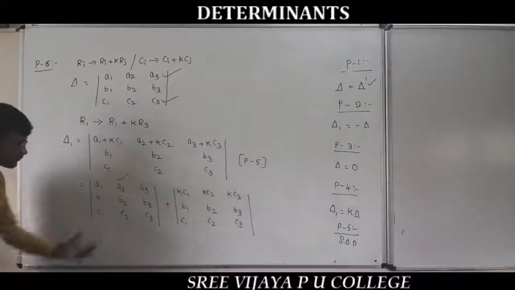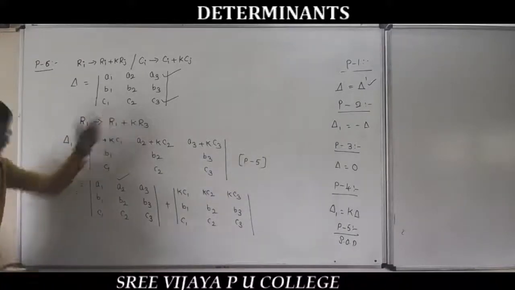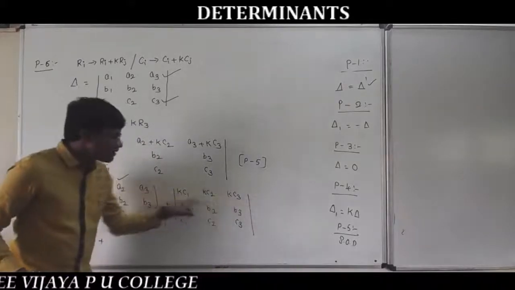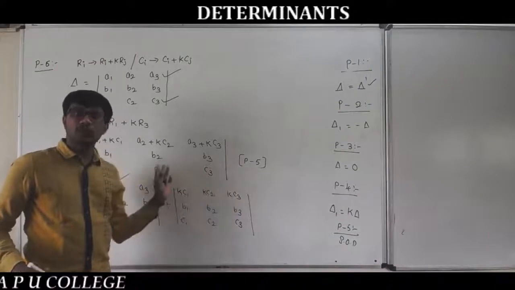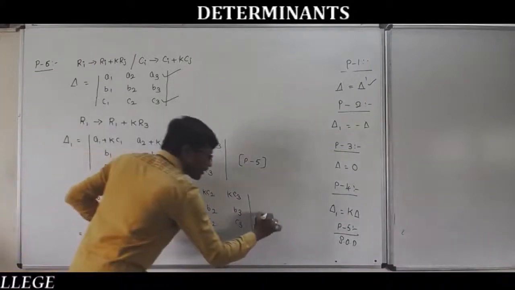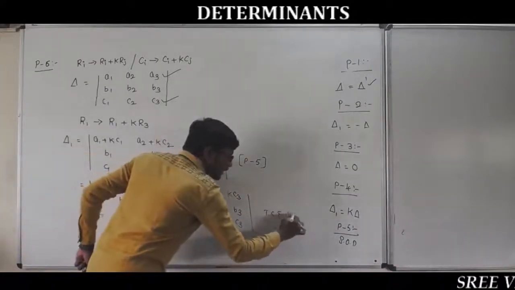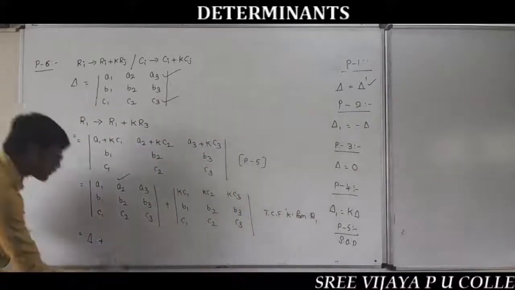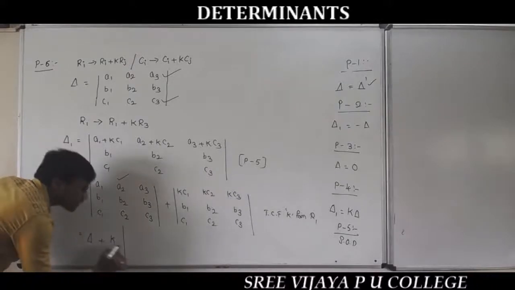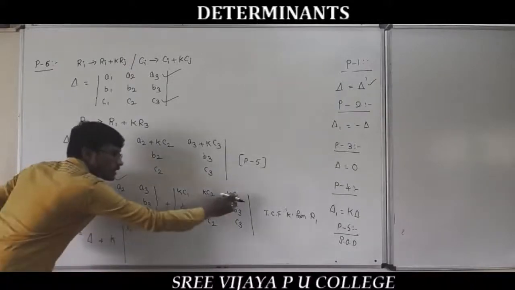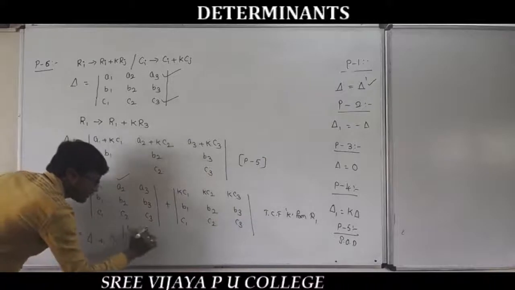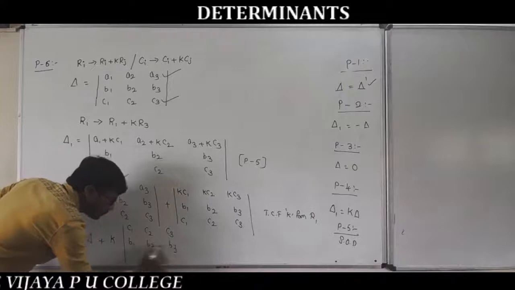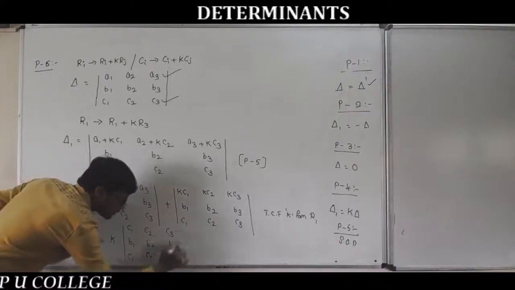See what is this one? This is the same as the given determinant, so you can write this as delta. Here in the first row, you take k as a common factor. Taking common factor k from R1 only. If you take k as the common factor, what remains in the first row? C1, C2, C3, B1, B2, B3, C1, C2, C3.